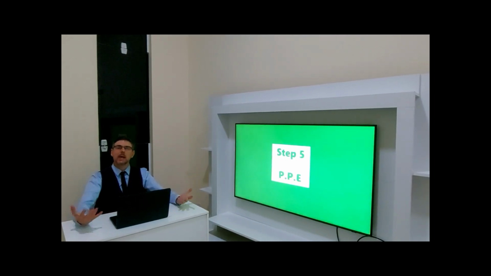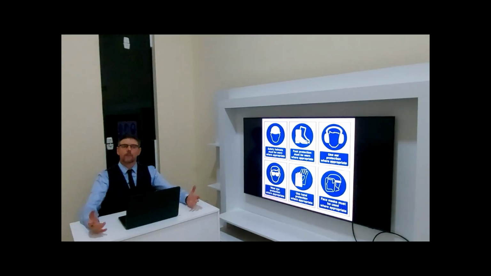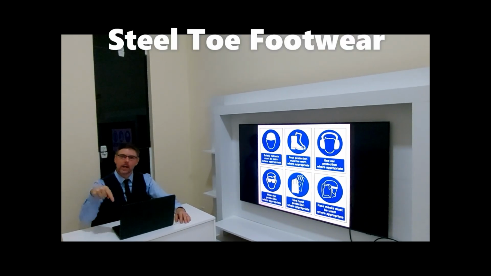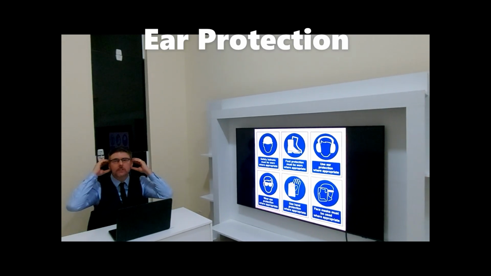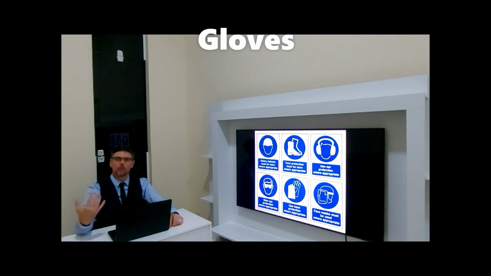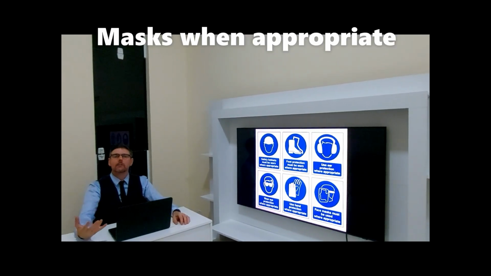There are 6 main types. Here are some examples. So the first example we have is a hard hat. The second example we have is steel toe foot protection. The third example we have is ear protection. Number 4 is eye protection. Number 5 is gloves. And finally, number 6, wear masks when appropriate.